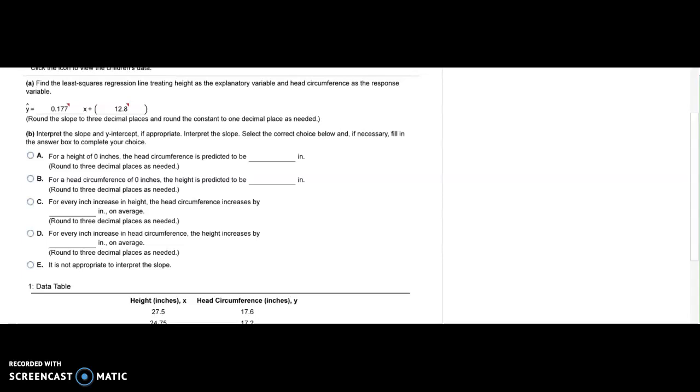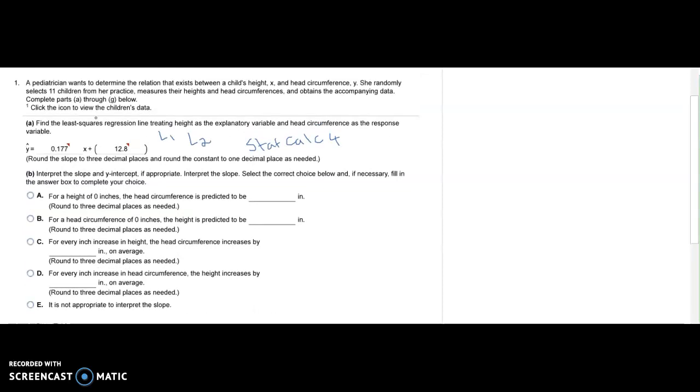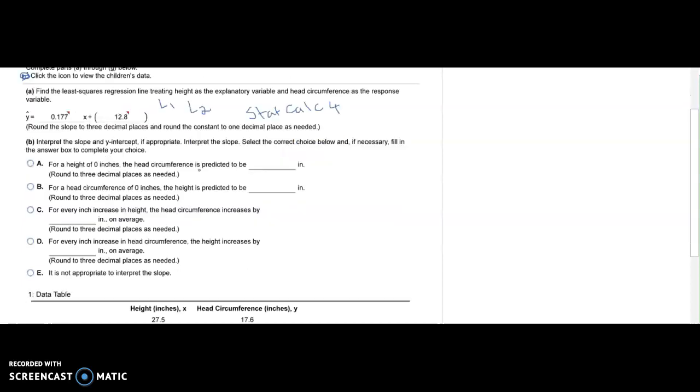Alright, so part A is just a matter of typing carefully. Again, put the X's in L1, put the Y's in L2, and then Stat, Calc, 4. And you got that data by clicking on, there should have been a little book or something right here. You click on that icon and the table pulls up.